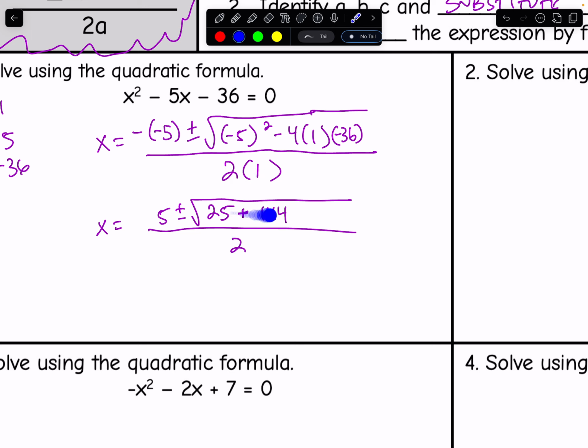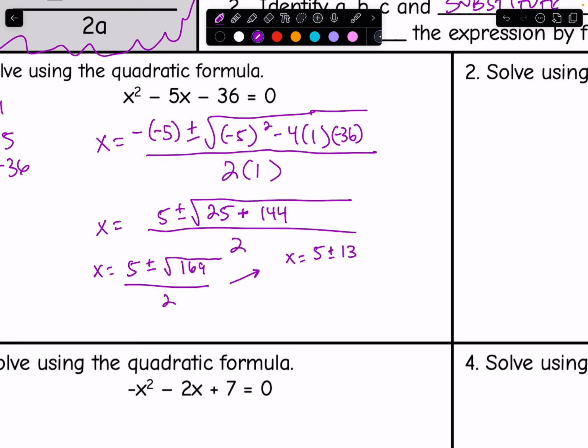Next thing to simplify is you add these numbers together under the square root. So now x equals 5 plus or minus 25 plus 144, which is 169, all over 2. The next thing you do is try to see if you can square root 169. If you can't square root it, maybe you could even simplify the square root. So now we get to x equals 5 plus or minus the square root of 169, I believe, is 13. So we get plus or minus 13 over 2.